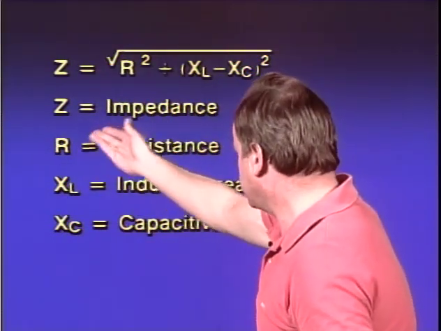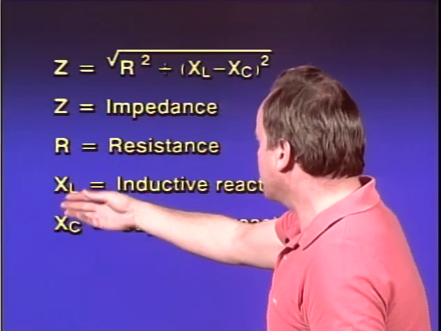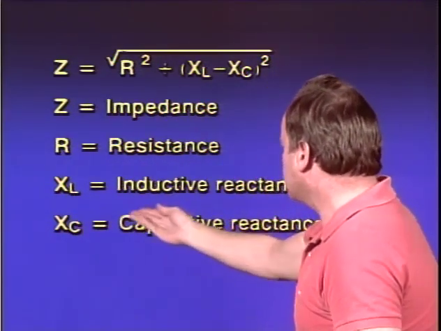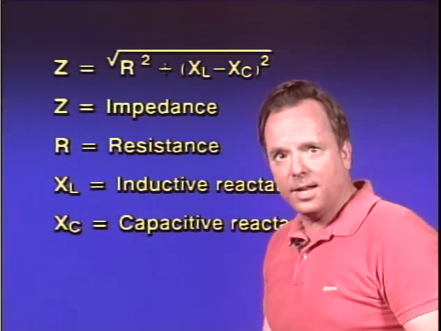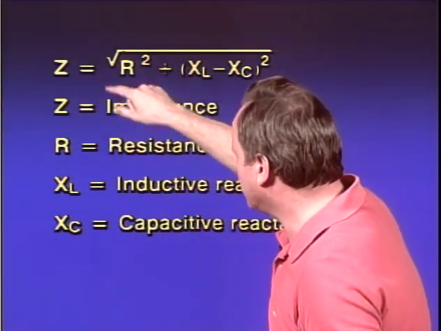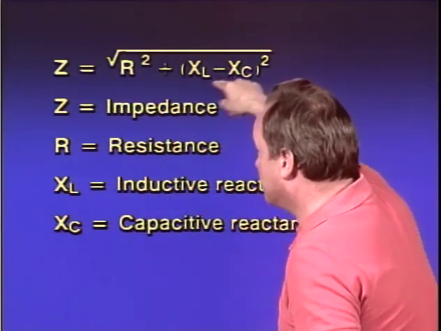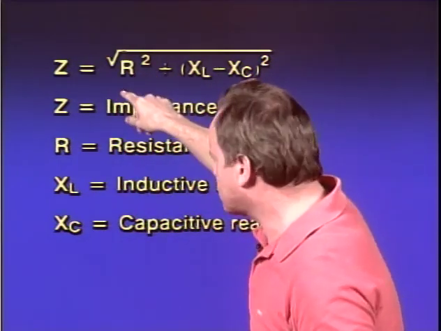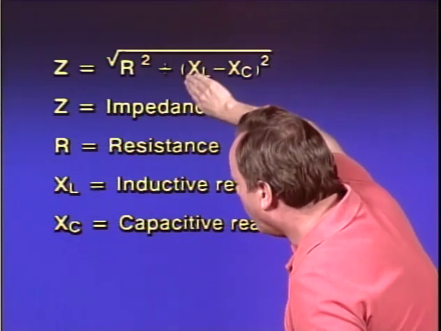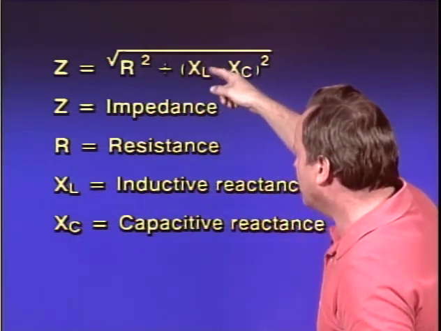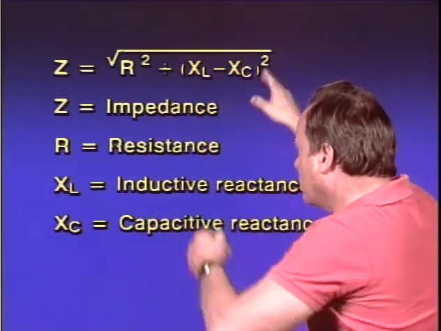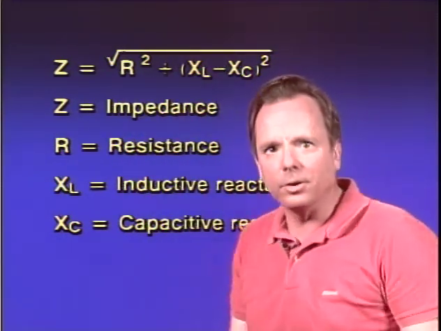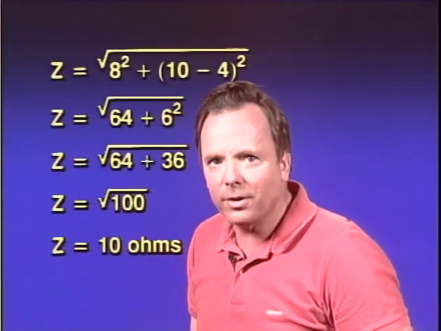For instance, they tell you that Z equals impedance, R stands for resistance, X sub L stands for inductive reactance, and X sub C stands for capacitive reactance. And they give you the formula. They say impedance is equal to the square root of this entire expression, which is R squared, that's resistance squared, plus the quantity, XL, inductive reactance, minus XC, which is capacitive reactance, that quantity squared. And that's the formula, and they give it to you. So all you and I have to do to solve this problem is to fill in the numbers. So let's fill in the numbers.